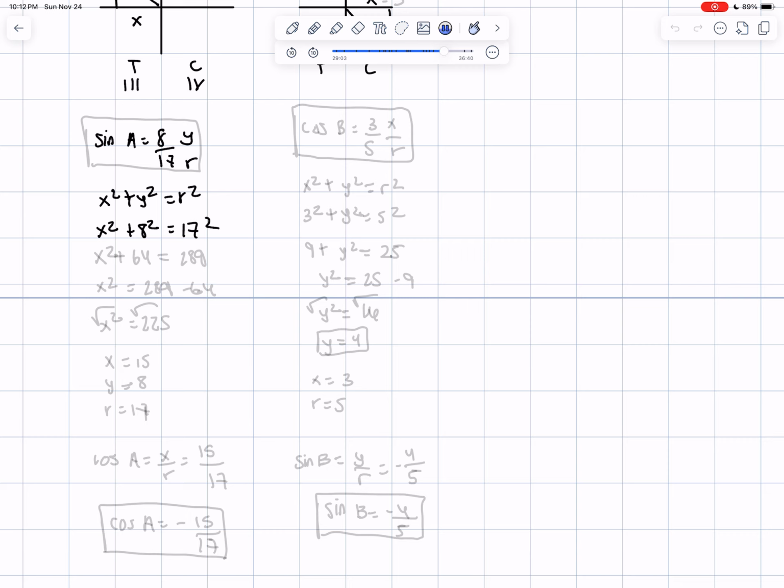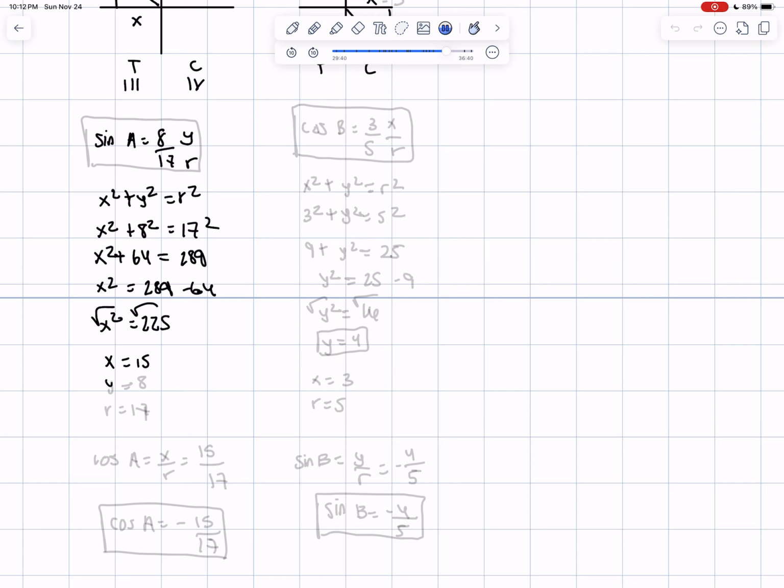So 8 squared gives me 64. 17 squared gives me 289. Then I want to get x squared by itself, so what will happen is 289 minus 64, and I get 225. And then I can take the square root, and I get 15. So x equals 15.